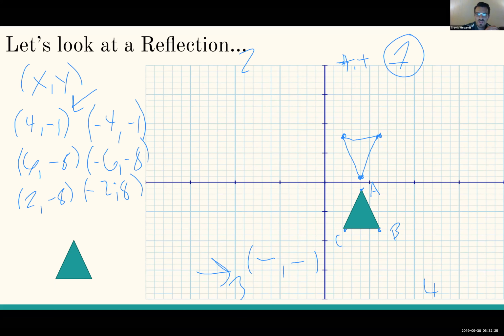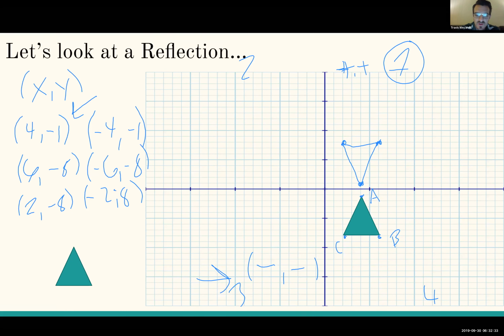So what happens is we have a new triangle based off of this new location. If we go -4, 1, right there's our dot, and we can make a new dot here, and we can make a new dot there. And there is our triangle.